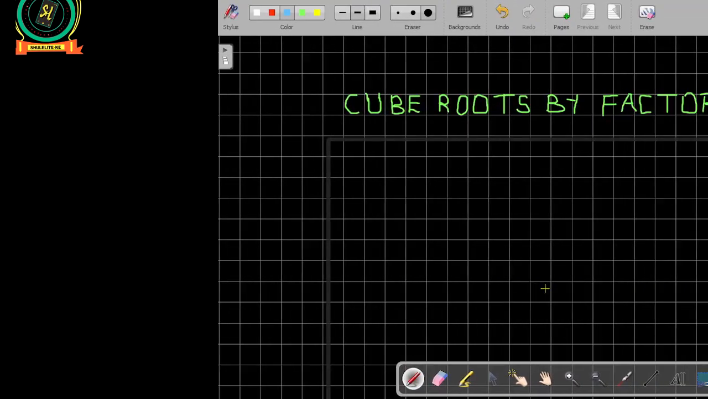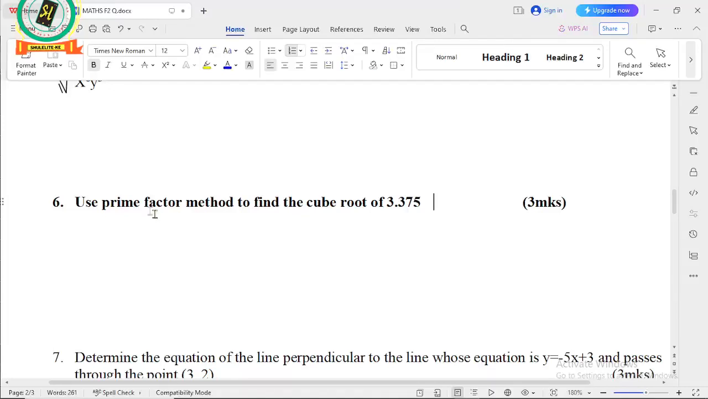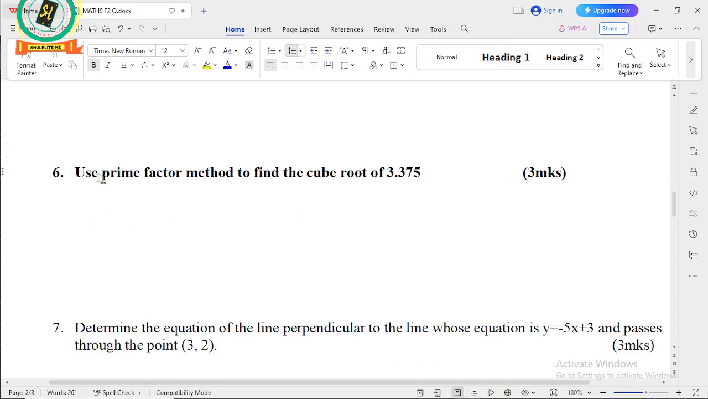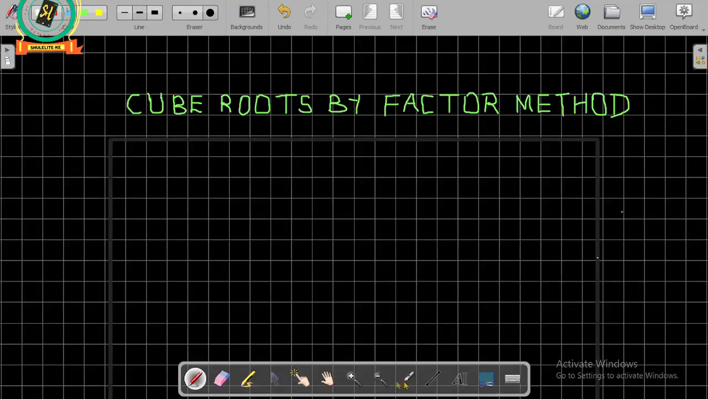Okay, in this session, we are going to use this question here, question number 6, which says, use prime factor method to find the cube root of 3.375. So we are going to use that question to understand the concept of cube roots using factor method. So let me have the question written on my digital board.